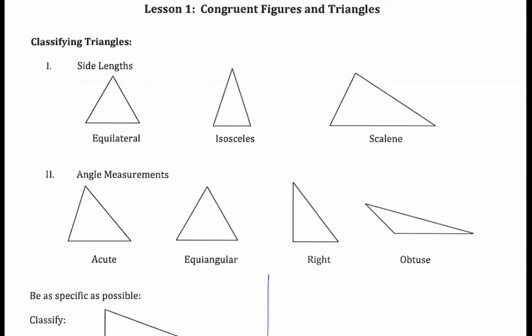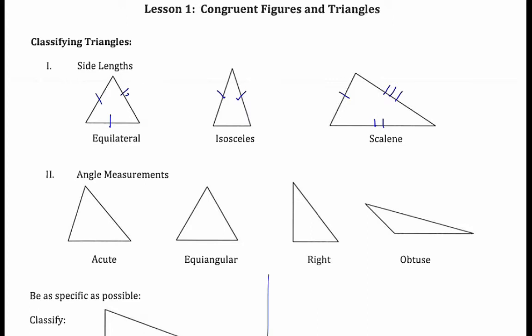So to start, there are two different ways to classify triangles. We can classify them by their side lengths. Any triangle that has all three sides the same would be considered equilateral. Any triangle that has two sides out of the three the same would be considered isosceles. And any triangle that has all three sides different lengths would be considered scalene.